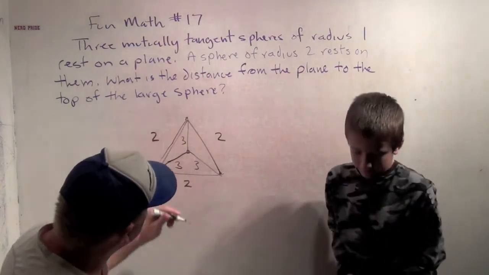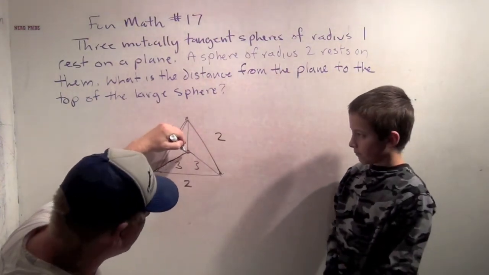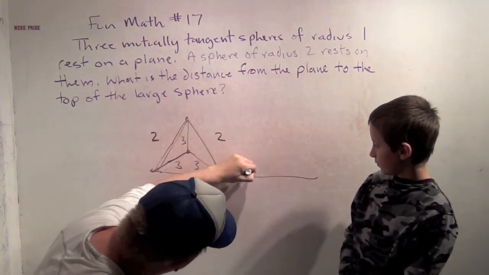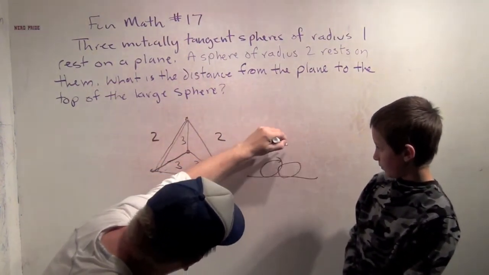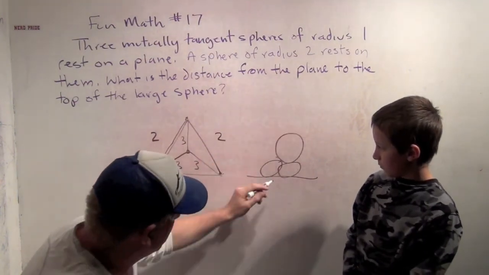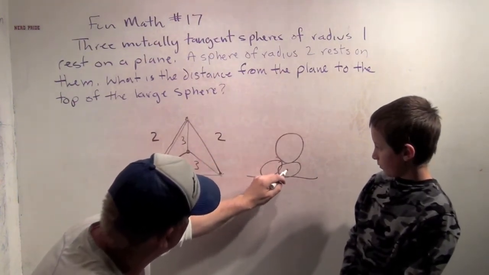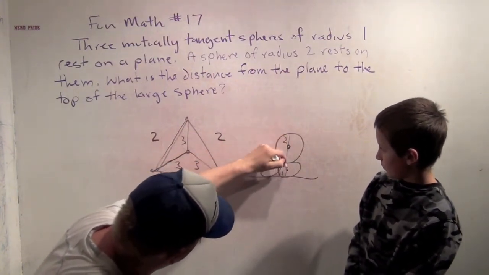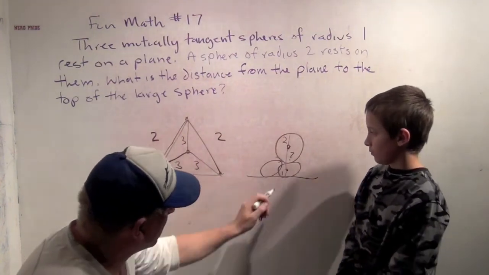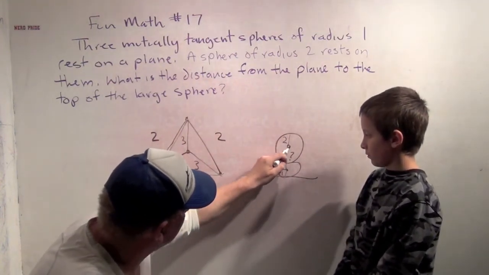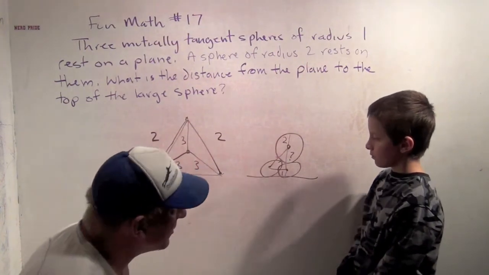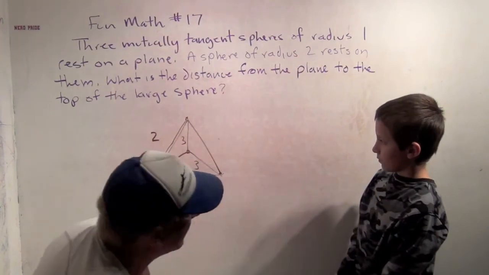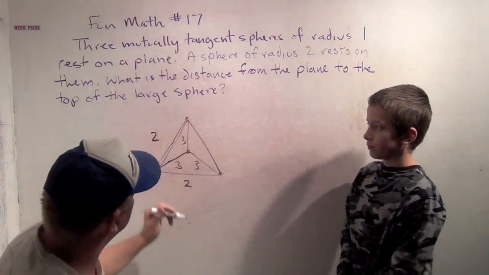Okay, and then what we're trying to figure out is how tall is this pyramid that we're looking at? Because we know here's the plane, here's our little spheres, and then here's our big sphere. We know we go up 1, then we go up some distance to the middle, and then we go up 2. 1, 2, question mark. But the question mark is our little pyramid. So all we have to do is figure out how tall this pyramid is. That's the hard part of the problem, figuring out how tall the pyramid is.